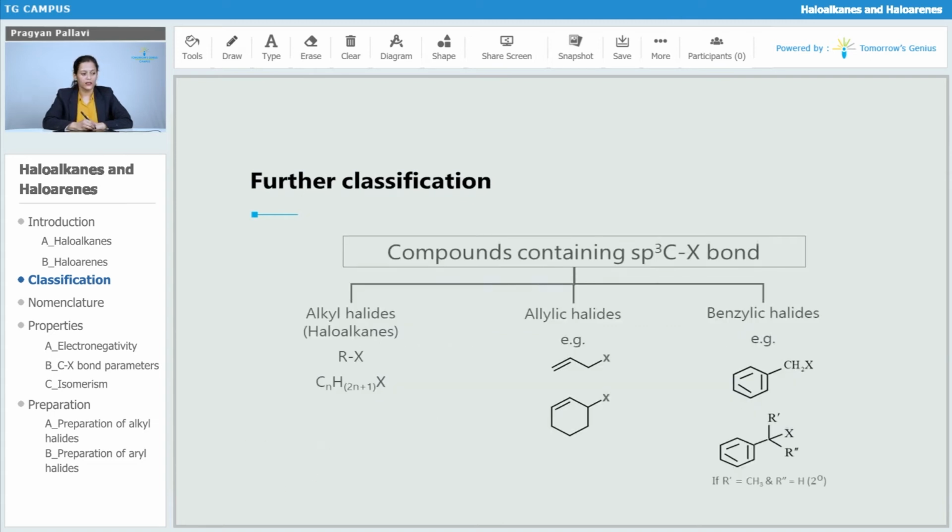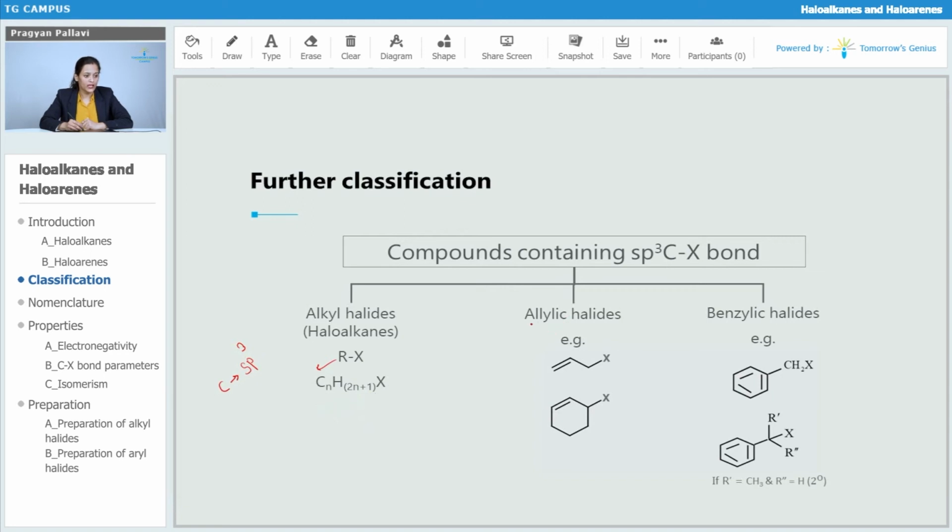So let's classify further the compounds containing the sp3 C-X bond. In alkyl halides or haloalkanes, the halogen is directly attached to this R, and this carbon will be sp3 hybridized. So the formula will be CnH2n+2 for alkane, and since one hydrogen atom is replaced by halogen, the formula will be CnH2n+1X.